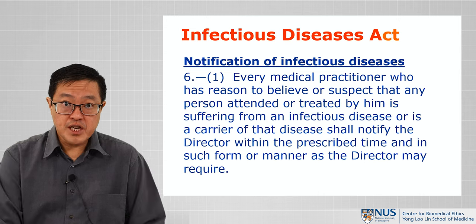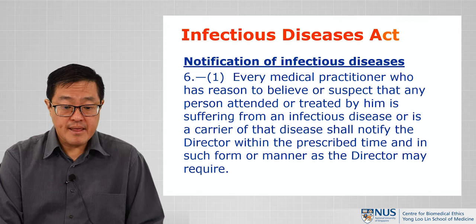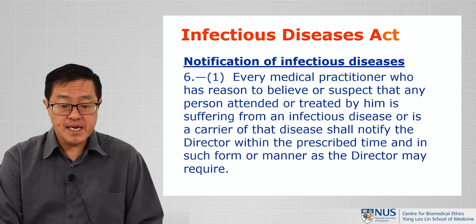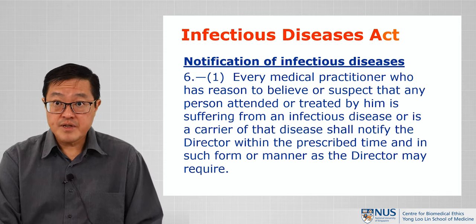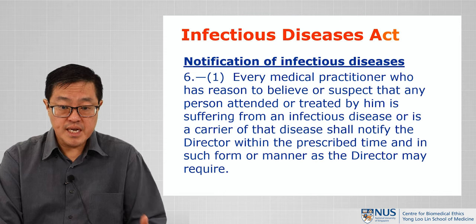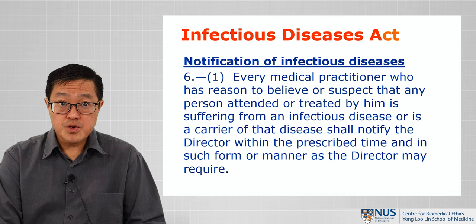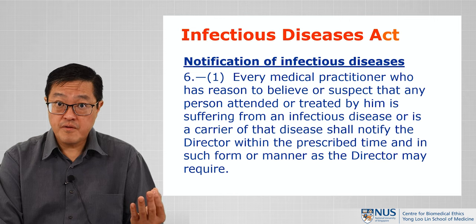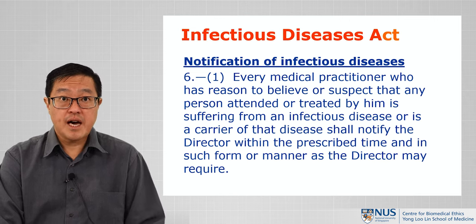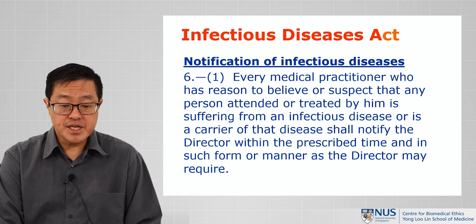There's a whole list of infectious diseases in the act, which, if a medical practitioner has reason to believe or suspect that a person attended to or treated by him is suffering from that disease, we have to notify the director within the time prescribed in the Infectious Diseases Act. And gonorrhea is an example of such a disease. So in this particular example, not just do we have to inform the potential victim, not just do we have to inform the police, we have to notify of this possible or likely infectious disease as well.